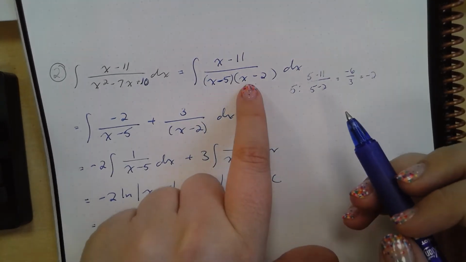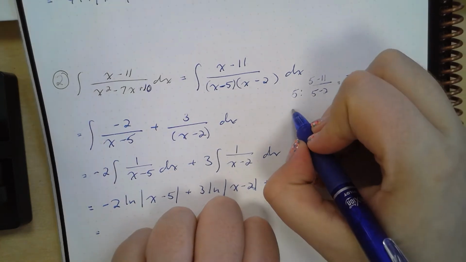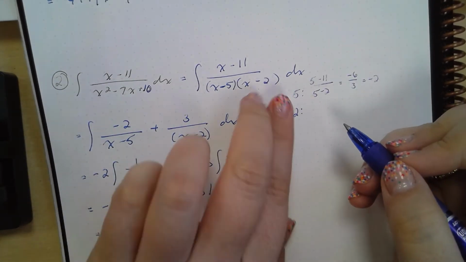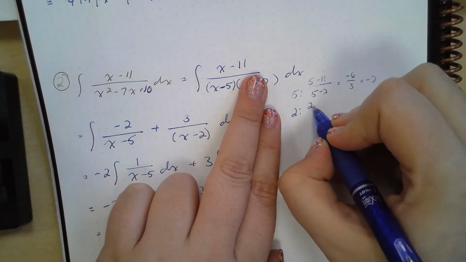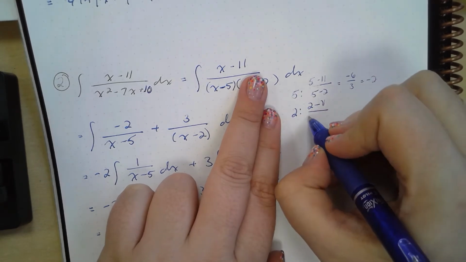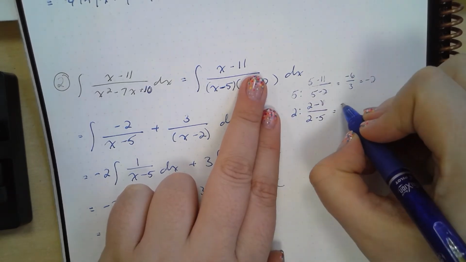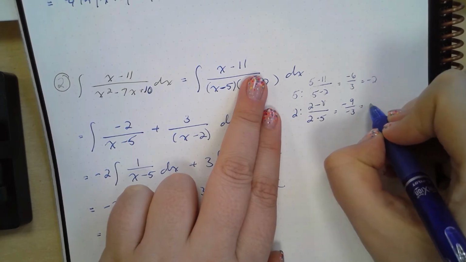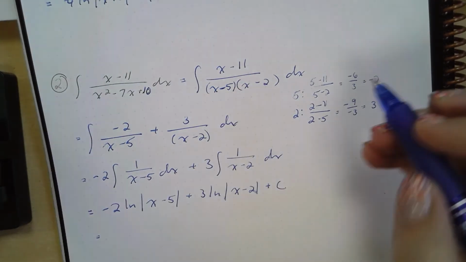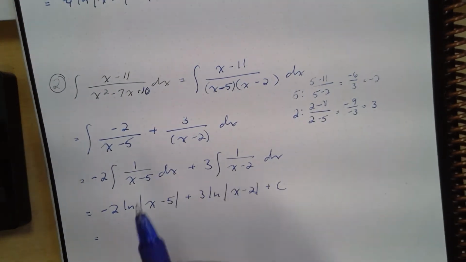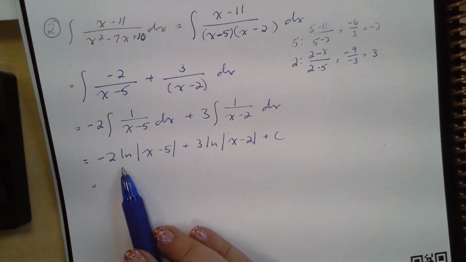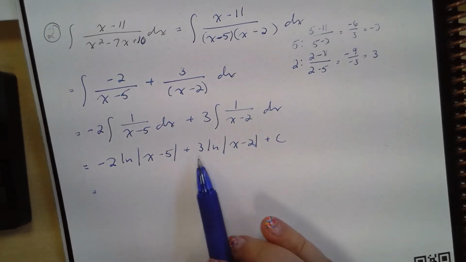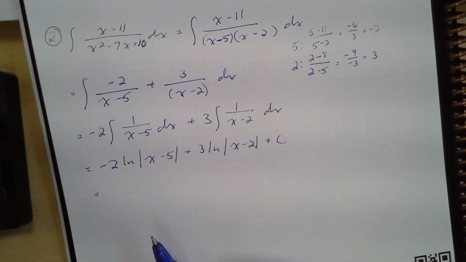Likewise, what plus negative 2 is equal to 0? Well, it's going to be 2. So I can cover this up. I have 2 minus 11 over 2 minus 5. So I get negative 9 over negative 3, which just equals a positive 3. So I put that over x minus 2. I then integrate, and I get negative 2 ln of x minus 5 plus 3 ln of x minus 2 plus c.